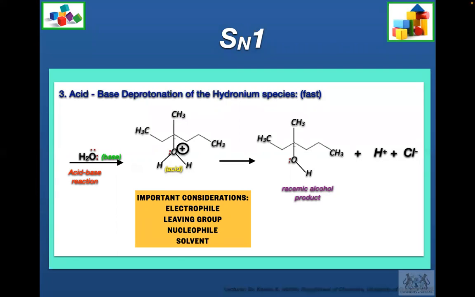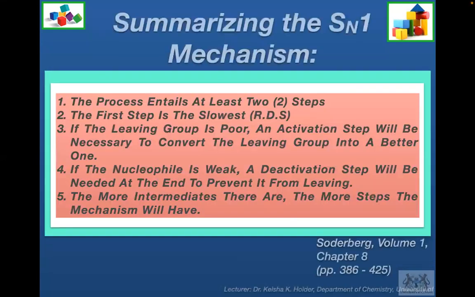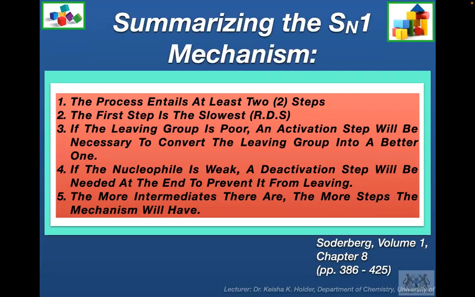As opposed to the SN2 reaction, we just recognize that the nucleophile, in terms of its strength, is not significant for the SN1 reaction. The SN1 reaction actually is more dependent on the substitution of its electrophile and the strength or the ability of the leaving group. So essentially that first step for the SN1 reaction is really the critical step. All right. So our considerations, the process entails at least 2 steps. The first step is the slowest step.